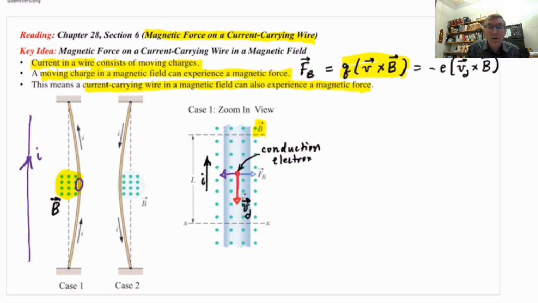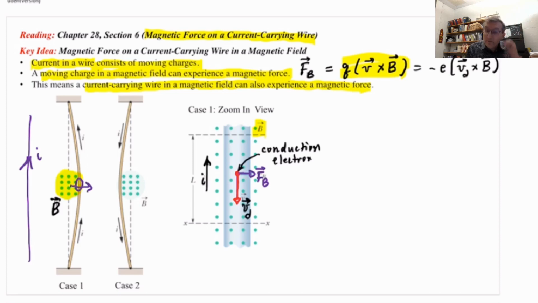That way. But because the particle, the conduction electron, has negative charge, the magnetic force is opposite to that. So the magnetic force, FB, on this conduction electron is to the right. But the force to the right would be consistent with this picture here on the left showing case 1, showing the wire being deflected rightward.